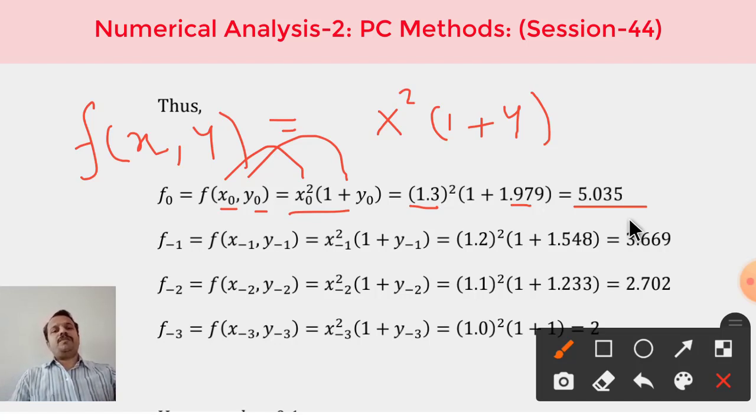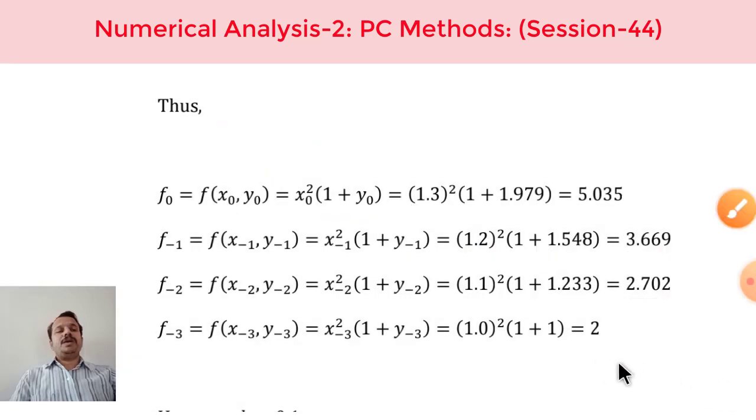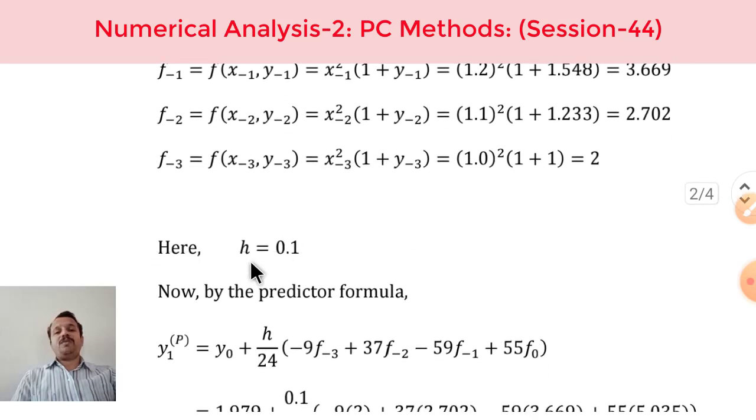Now similarly we can compute f minus 1. So f minus 1 is nothing but f at x minus 1 and y minus 1. The definition of f is this much. Substitute the values and get this as the answer for f minus 1. Similarly we can get f minus 2 as 2.0702, f minus 3 as 2. So we got all the values, f0, f minus 1, f minus 2, f minus 3, and we even have the value of h as 0.1.